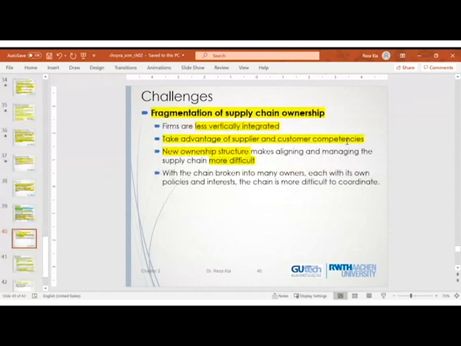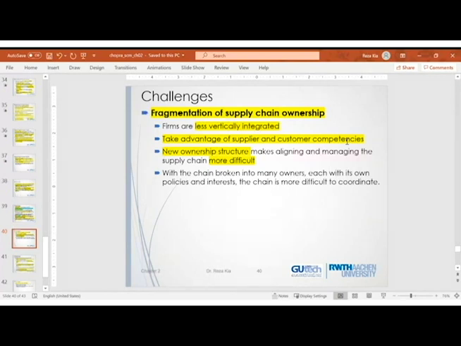The other challenge that I'm going to review very fast is fragmentation of supply chain ownership. Previously, 20 or 30 years ago, when there was a supply chain, most of the stages belonged to one owner. So the supplier, manufacturer, and retailer all belonged to one owner. But this is not going to be the case right now. Now the vertical ownership has been fragmented into horizontal ownership.